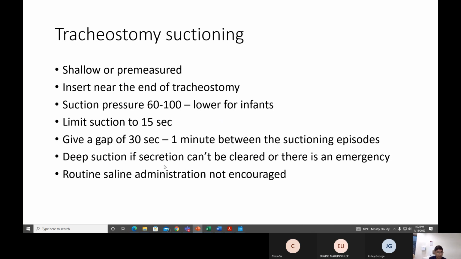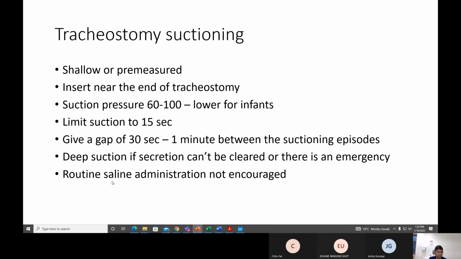Deep suction may be used if this shallow suction is not successful in removing secretions, or if you have a tracheostomy emergency, where maybe there are secretions blocking below the tracheostomy tube. So you may use this once or twice, but this should not be routine. Routinely, only shallow suction should be used. It's also not routinely recommended to administer saline because this will increase the risk of ventilator-associated pneumonia.